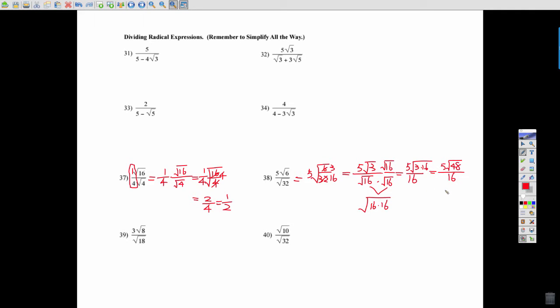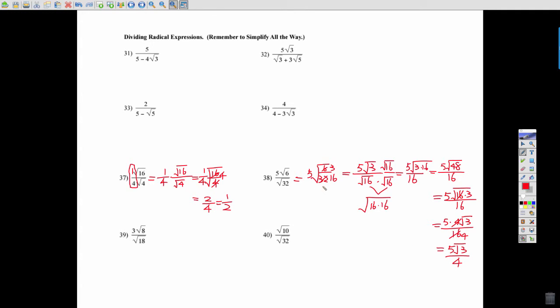48, I believe, has some perfect squares in there. 48 can be rewritten as 16 times 3. So 16 obviously is 4 squared. Therefore, the 4 comes out, 16 disappears, root 3 remains. I can further simplify this. My final answer is 5 root 3 over 4.